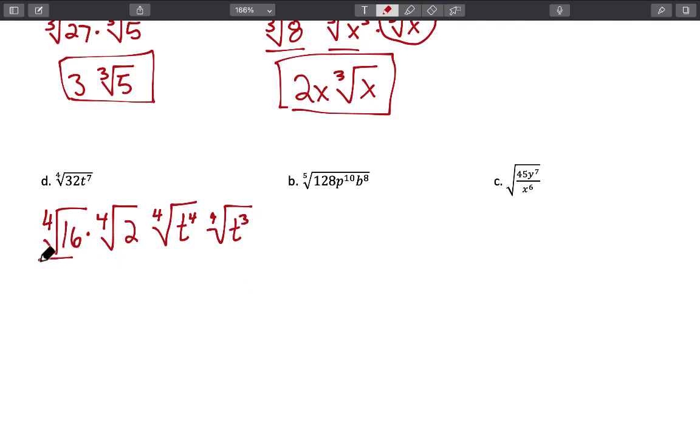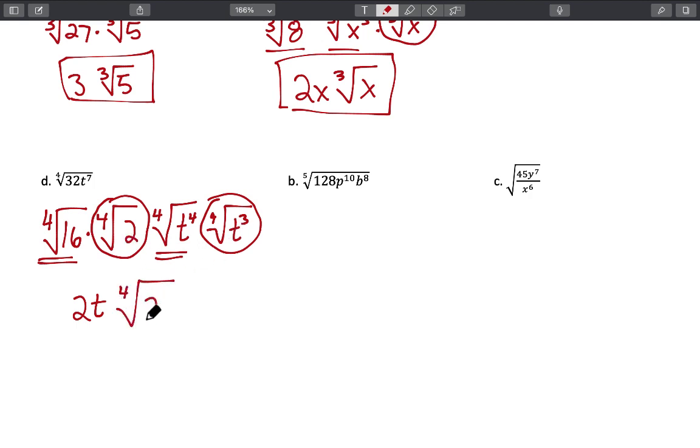All right, so the ones I can simplify are my underlined ones, and the other two I'm going to circle. Those can't be simplified, so they stay as is. The fourth root of 16 is 2. The fourth root of t to the 4th is just t. The other two remain under the fourth root, and then we're going to put them back together, the fourth root of 2t cubed.